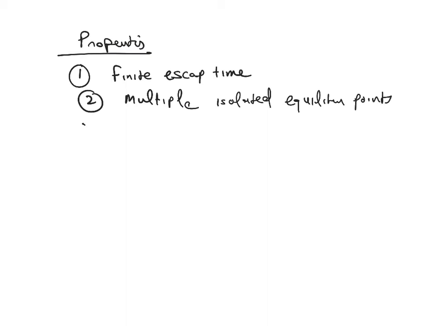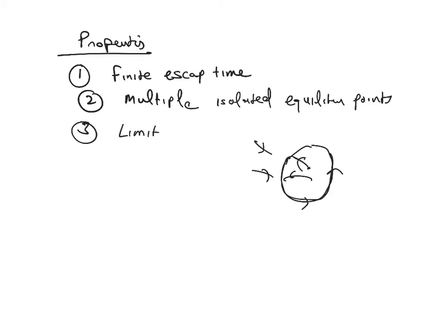Third, limit cycles. You can get oscillations, and things can converge onto a trajectory, like a limit cycle. When you are outside this trajectory, you are attracted toward it. When you are inside, you are also attracted. So basically you converge onto this, some kind of limit cycle behavior, which is an interesting aspect.